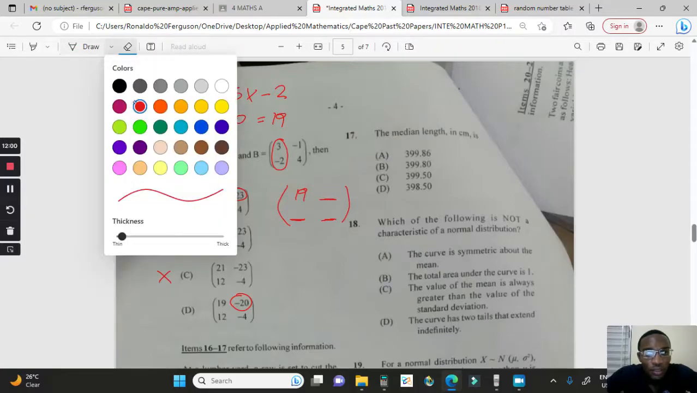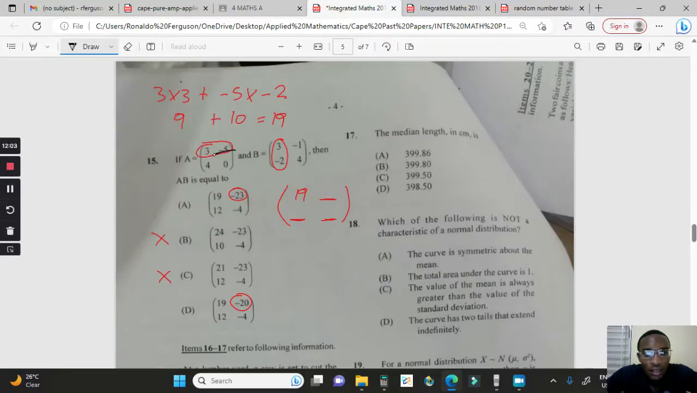So now we're going to multiply. Let me circle it in black. This one, first row by the second column. So 3 times negative 1 plus negative 5 times 4 is negative 3 minus 20. That's minus 23. Oh, so option A is right.